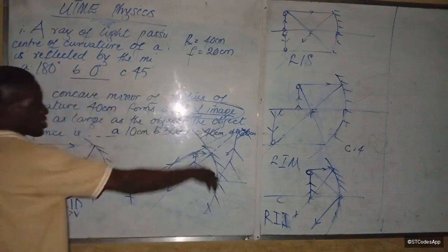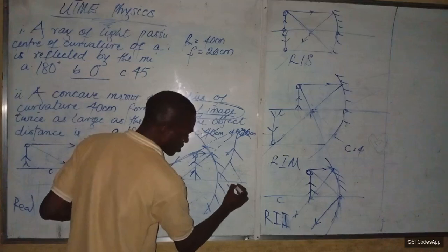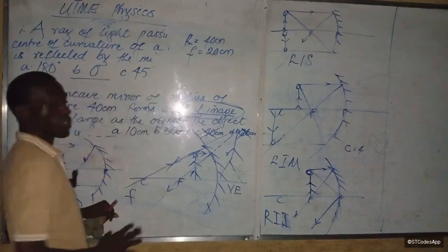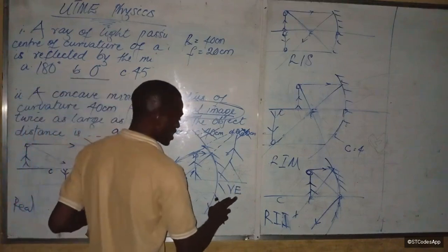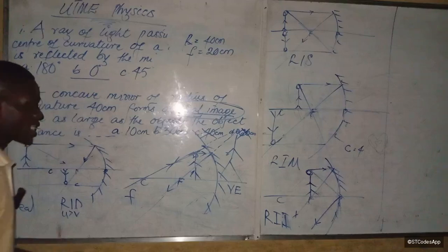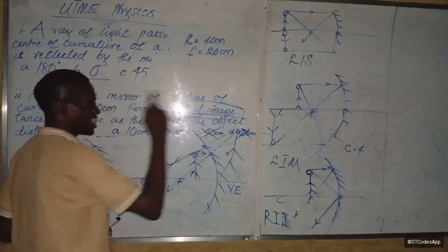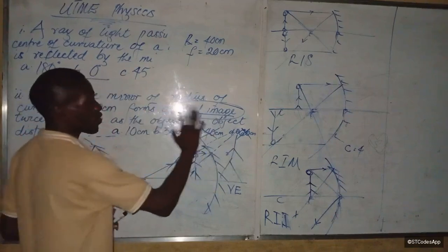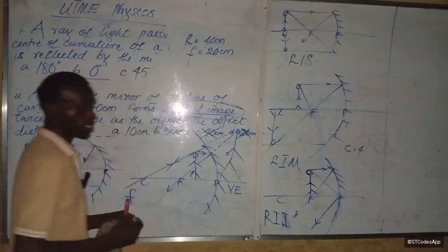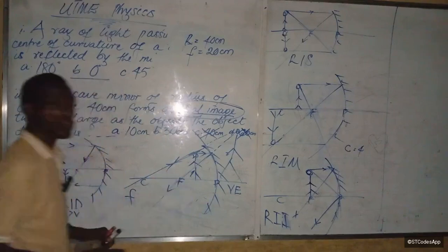So this image, what do you see? It's also increased, but one thing about it is that it is not real. It is virtual. When you are virtual, you must be erect. So it is virtual and erect. So what am I saying? The only time you form a virtual image in a concave mirror is when you place the object between F and P. Does that make sense?